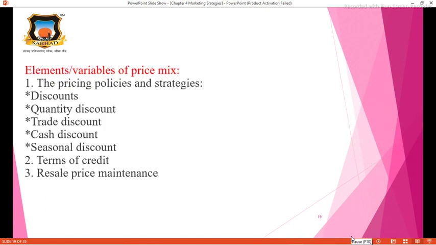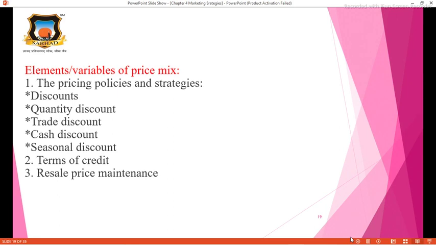Let us discuss the elements or the variables of a price mix. The pricing policies and strategies are the guidelines and frames within which management adjusts pricing so as to match the market needs. Giving various types of discount is one of the pricing policies used by companies to attract buyers or to meet competitive pressures.